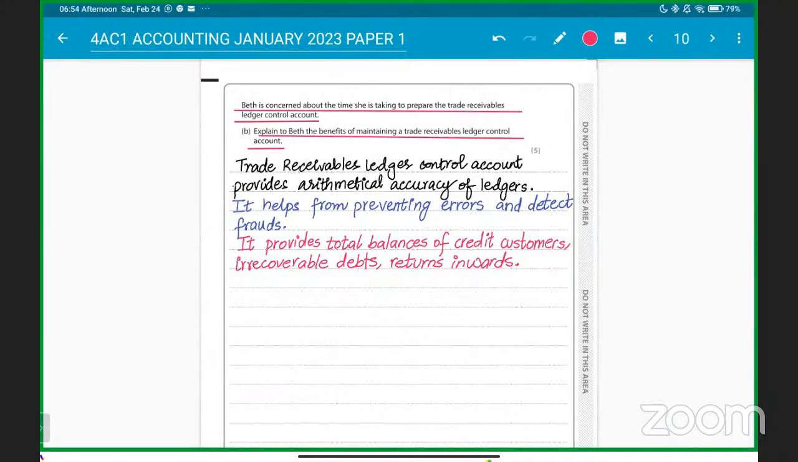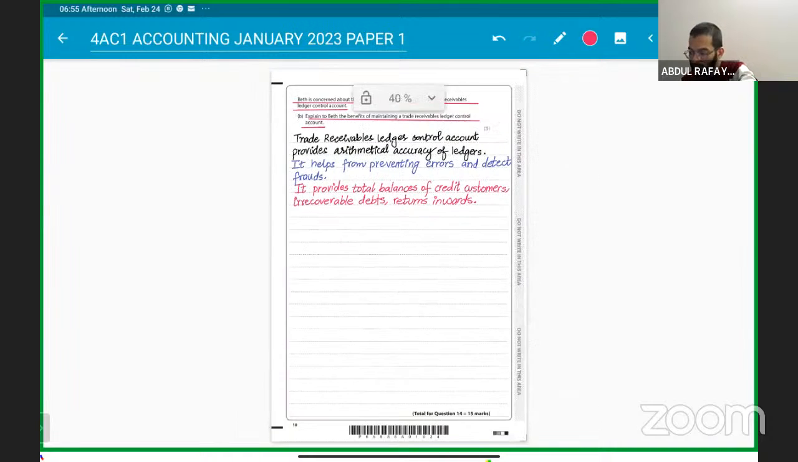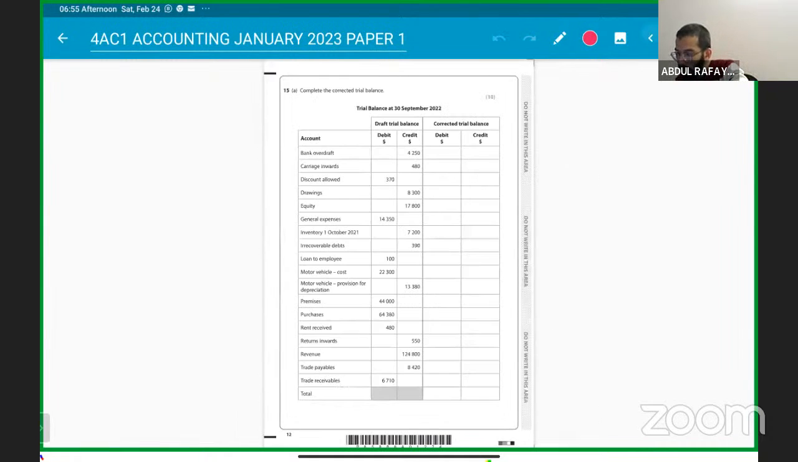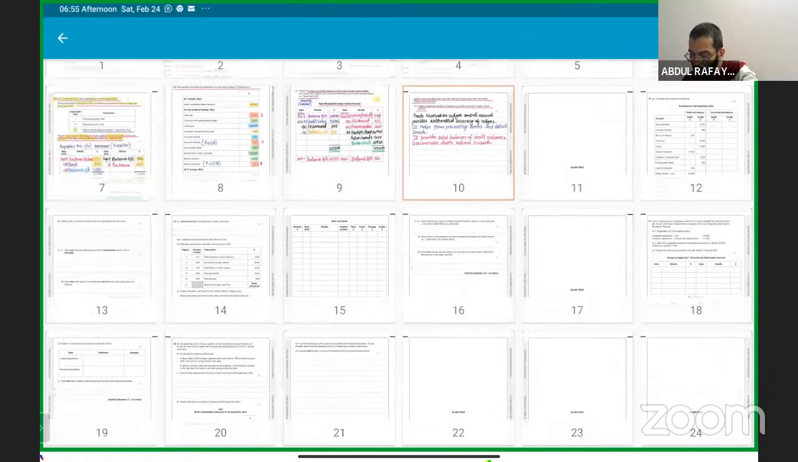There will be more benefits of preparing control accounts. You can write those down as well. Think about it and write down more benefits. What are the more benefits of control accounts? I'll share some notes as well, theory as well, so we can write down more points from there. Clear? At the moment, I think these are enough. You just have to explain a bit more.